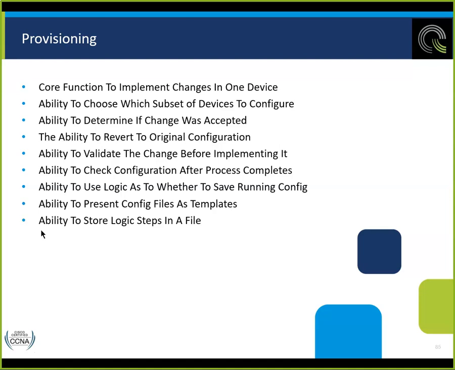The ability to validate the change before implementing, try it out. And then to check the configuration after the process is completed. Did it work? Did the changes actually get made? Use logic as to whether to save the running config file. Remember that once we make changes to the running config file, we really haven't made the changes permanent until we save it to NVRAM: copy run start, or use the write command. So the ability to check this, the ability to use logic as to whether to save it or not, the ability to present the config files as templates, and the ability to store the logic as a file.